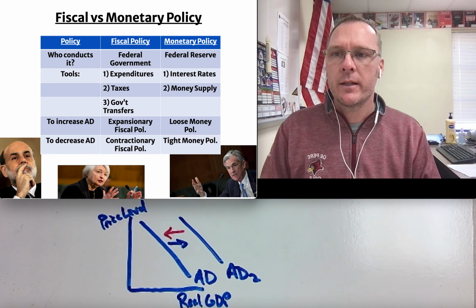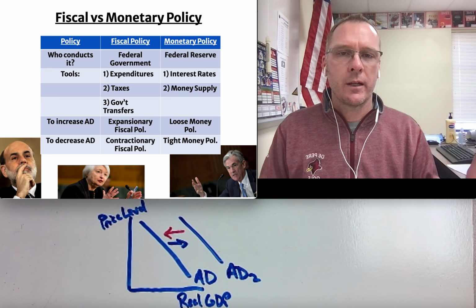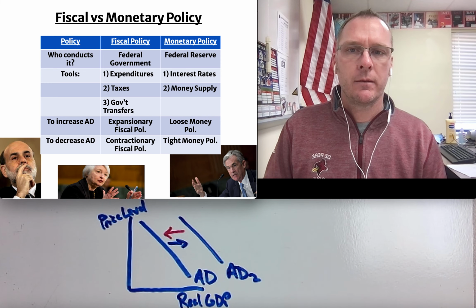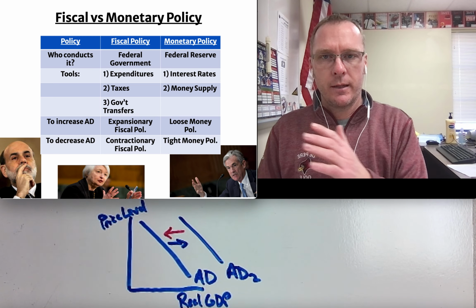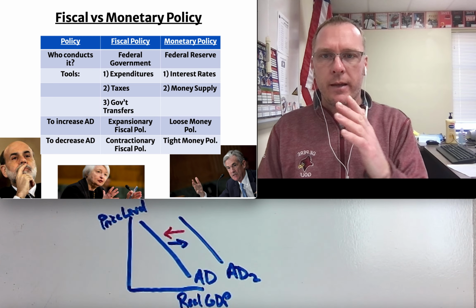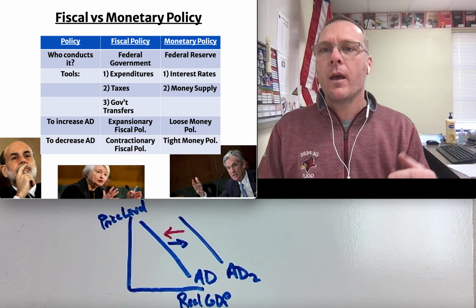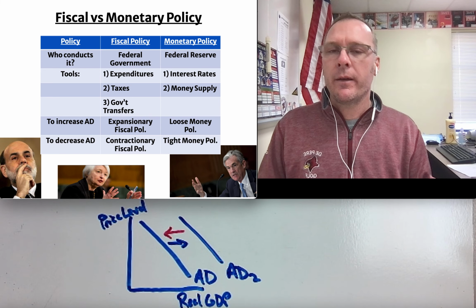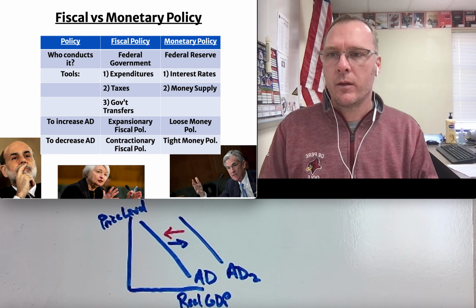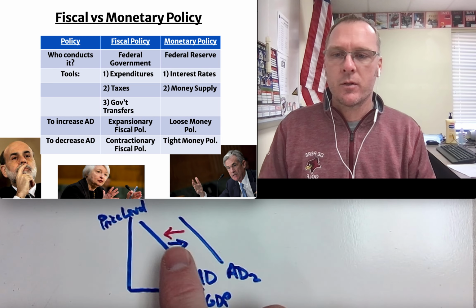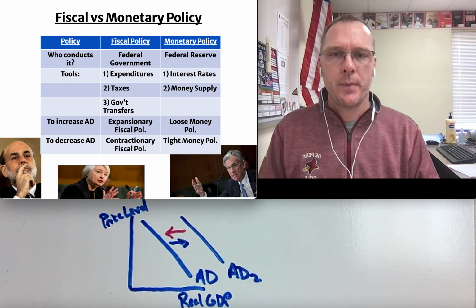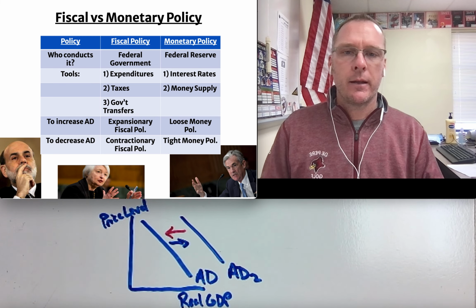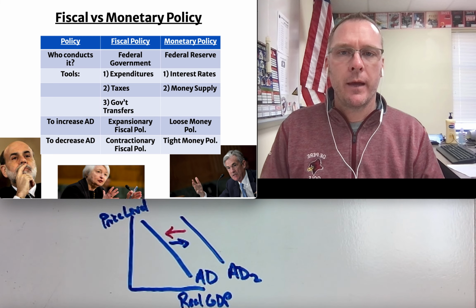If we want to increase aggregate demand, we're using expansionary fiscal policy. If we want to decrease aggregate demand, it's contractionary fiscal policy. Okay, so we're either spending more or spending less, or taxing more or taxing less. Federal Reserve, loose money policy or a tight money policy. Either we want to make it easier for people to get money so that this thing kicks out to the right, or we're going to make it more difficult and this thing pulls back to the left. That is aggregate demand and how we can manipulate it.